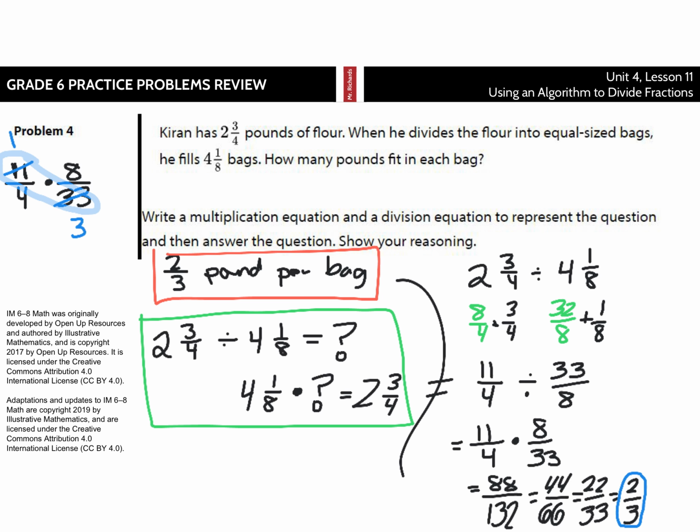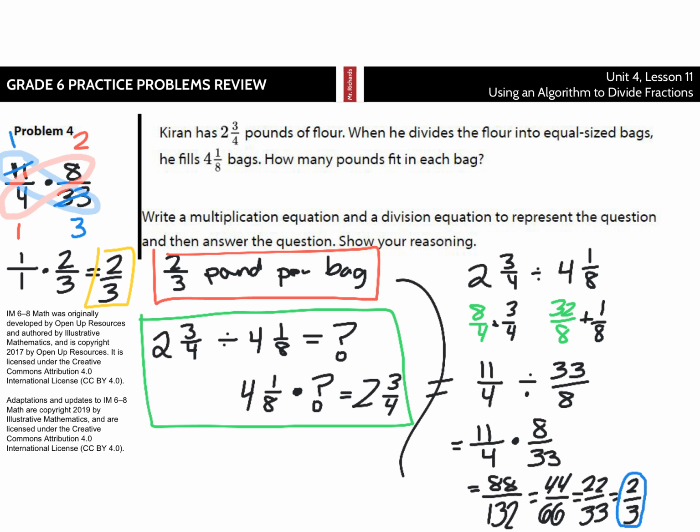And then likewise, if I look at the other side here, at this 4 and this 8, is there a number I can divide out of both of those? Sure, 4. 4 divided by 4 is 1. 8 divided by 4 is 2. And so now, when I simplify this, I have 1 over 1 times 2 over 3. Well, that seems a lot easier if you can break it down, and you get the 2 thirds pounds per bag that we were looking for.